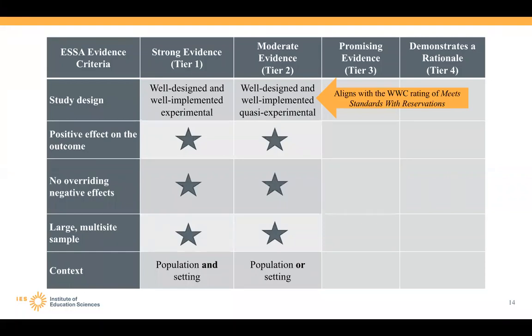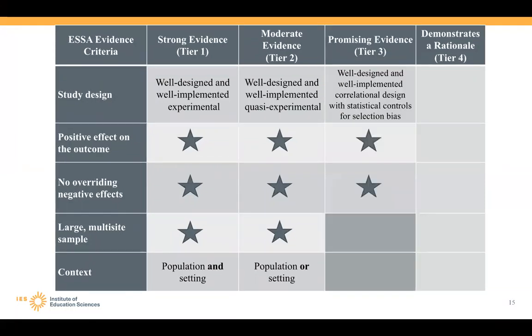The second difference between Tiers 1 and 2 is that when aligning with the context, with the sample and setting of the studies examining the program under consideration, districts and states need only to align their population or their setting with the study context, not both.